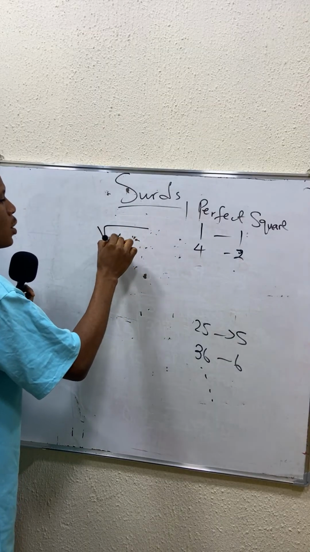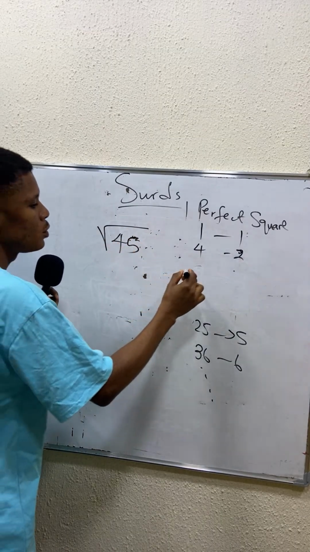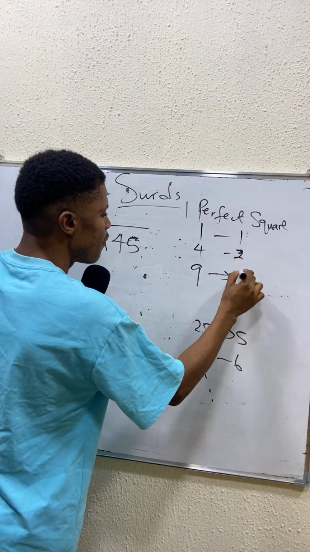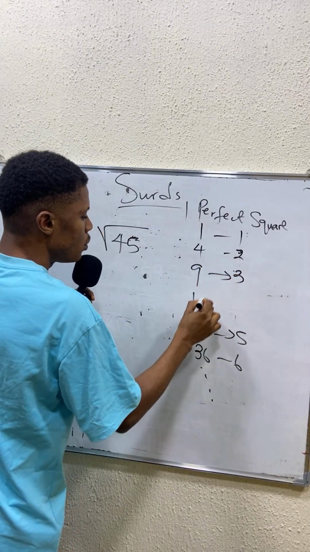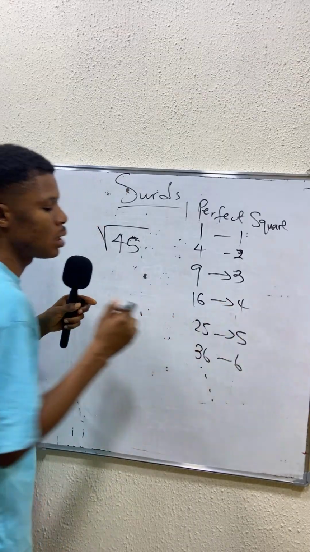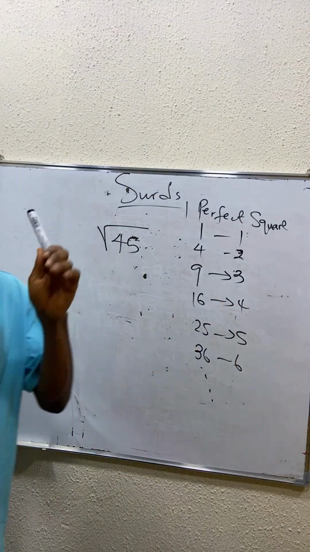Let's say we have square root of 45. Make sure you have your perfect square with you. With your perfect square, it will guide you properly.